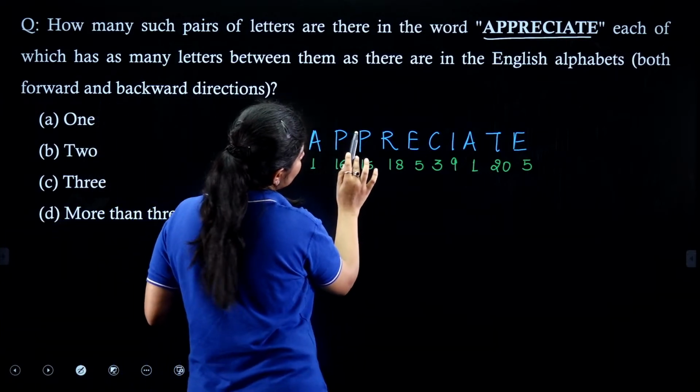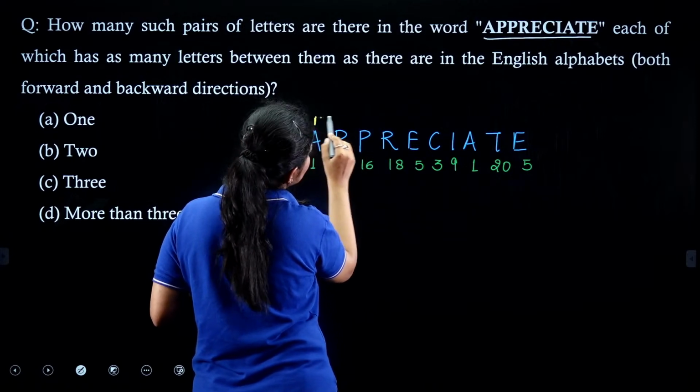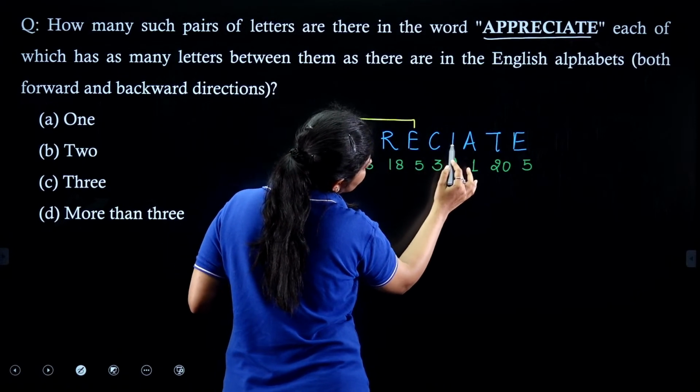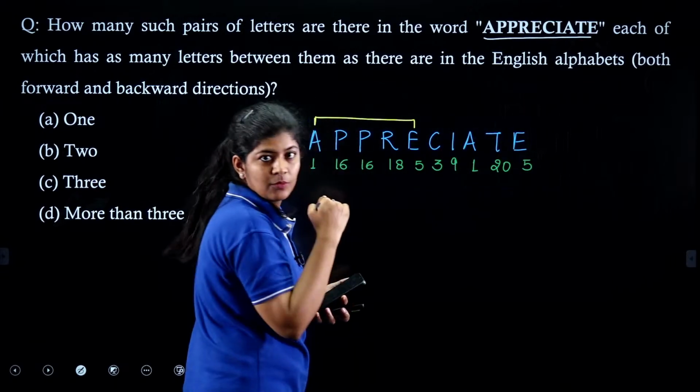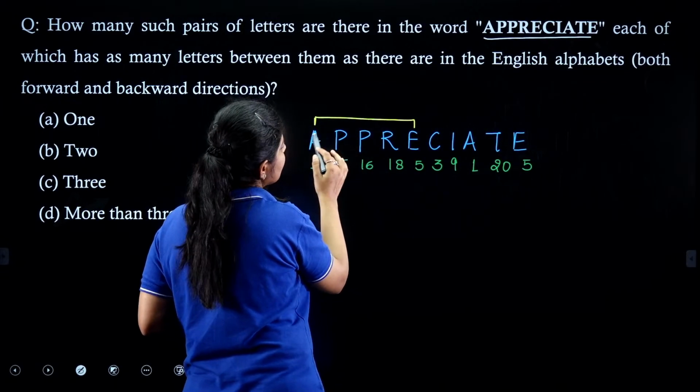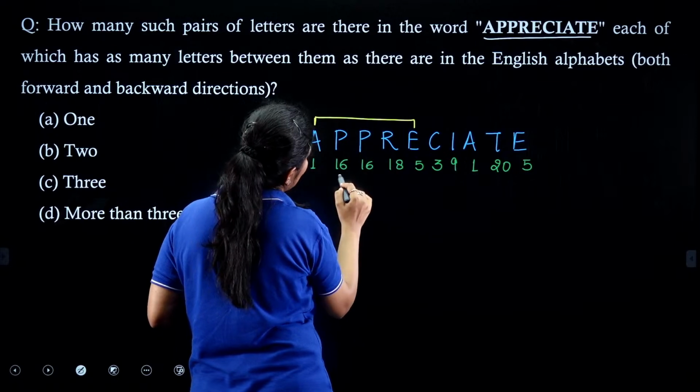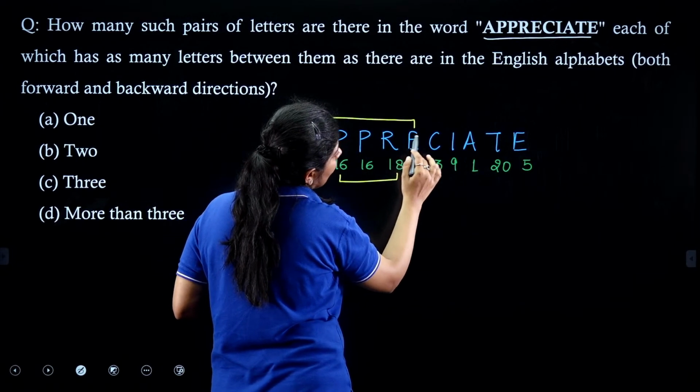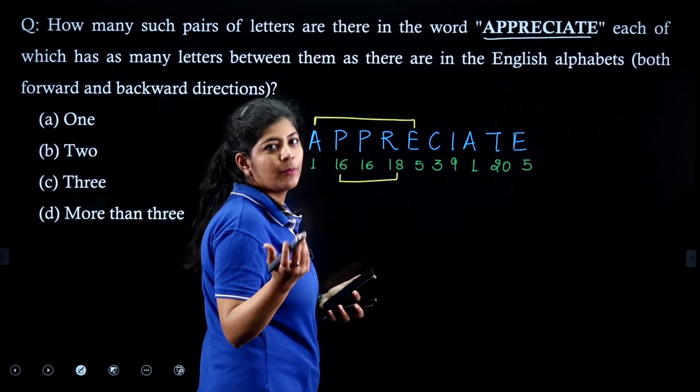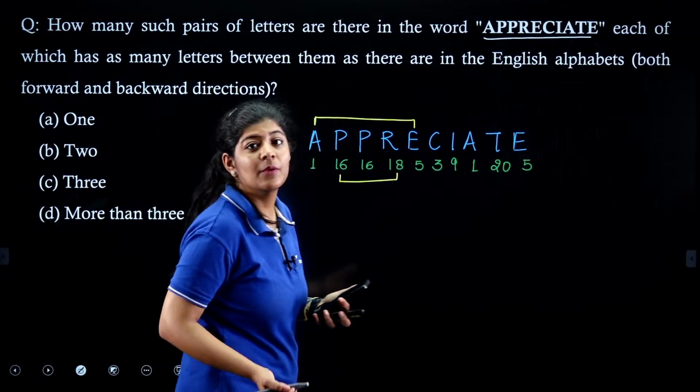Okay, 1, 2, 3, 4, 5. We got our first pair. 6, 7, 8, 9, 10. No. Let's check with the second one. 16, 17. No. 17, 18. We got one more pair. 19, 20. There's no point going beyond 20 because 20 is the highest number over here, right?